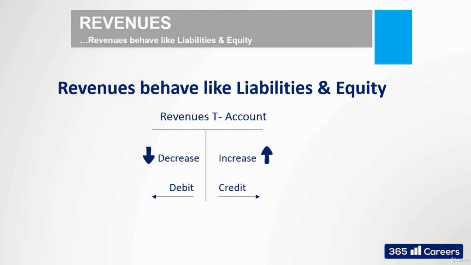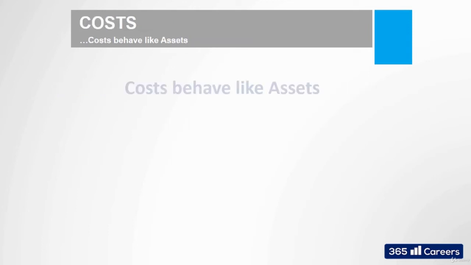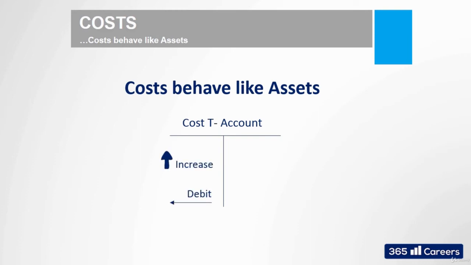On the other hand, costs behave in the opposite way. They decrease equity. So, quite intuitively, when we increase an account that behaves like equity, such as revenues, we credit it. When we increase an account that goes in the opposite direction, like expenses, we debit it. Think of revenues as future equity. This should be really helpful and clear your doubts.